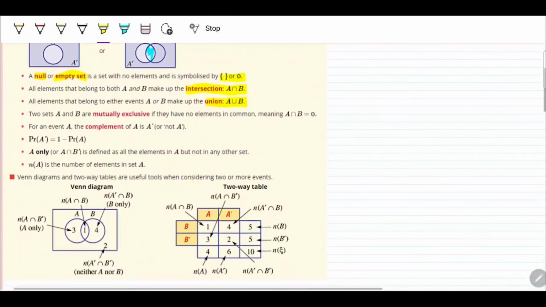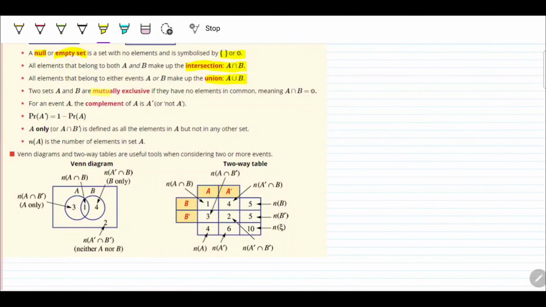Two sets A and B are mutually exclusive if they have no elements in common. This means that the intersection between A and B must equal the null set. For the event A, the complement of A is A dash, or in other words, not A. So that's what we refer to as the complement. Another important concept: the probability of the complement of A, or the event that A doesn't happen, is 1 minus the probability of A.